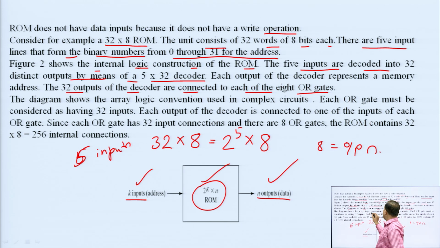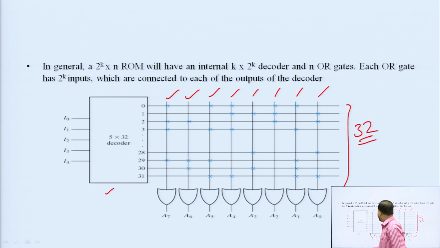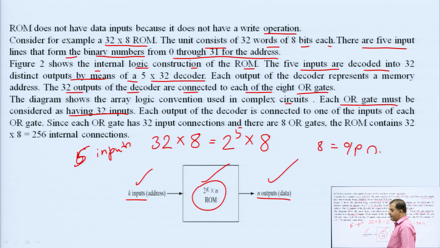The diagram shows the array logic convention used in complex circuits. Each OR gate must be considered as having 32 inputs. You can see that each OR gate has 32 inputs, these are 32 lines. We have not drawn them all; we have shown up to 3, then 28 to 31, but a total of 32 lines exist in this diagram. Each output of the decoder is connected to one of the inputs of each OR gate.